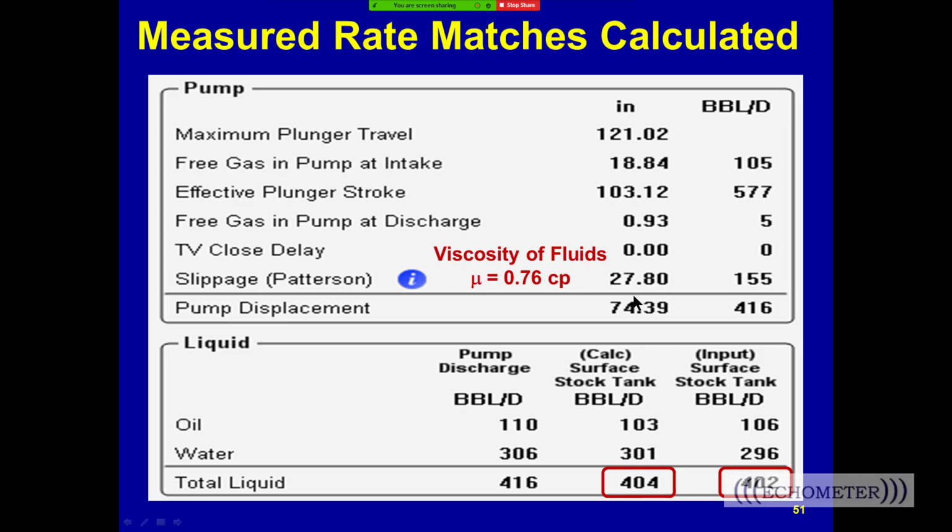We put this data inside of the TAM software, this dynamometer card, and we calculate that this is our pump displacement, and here's our adjustments that we made. And there's losses of 27, almost 28 inches of pump displacement, and that's equivalent to about 160 barrels a day. And this number here, 404, matches up very close with the 402 that the operator measured in the tank.